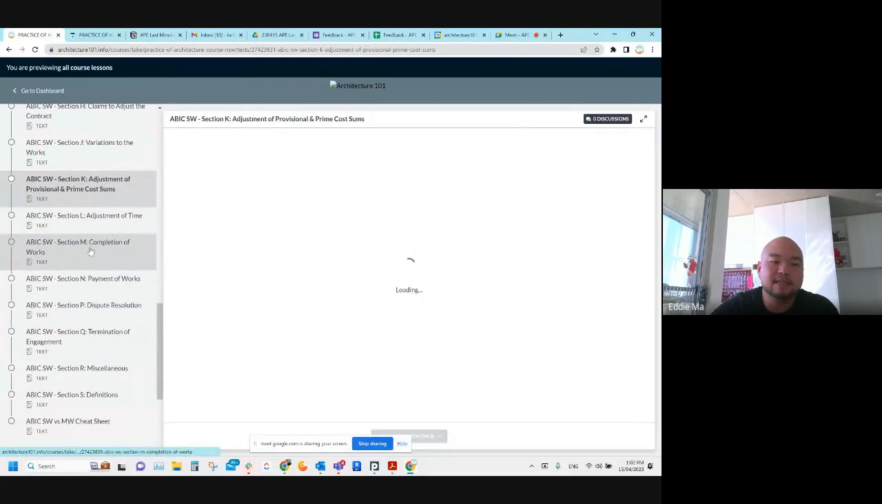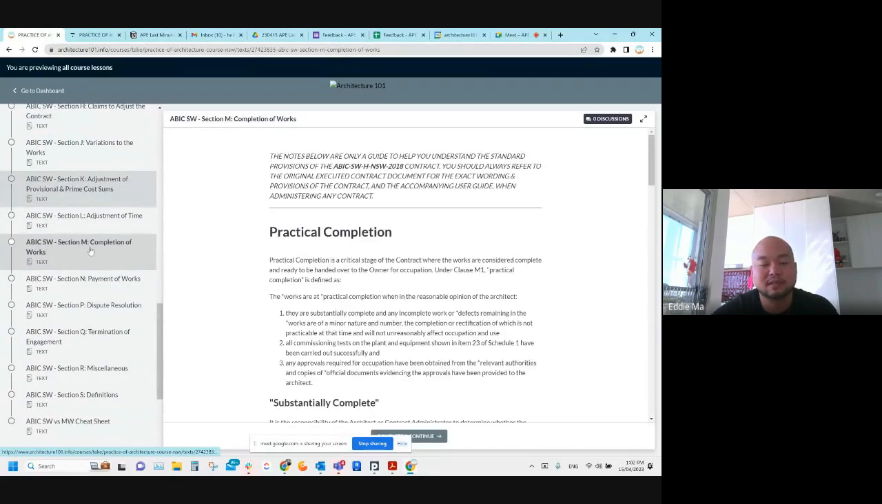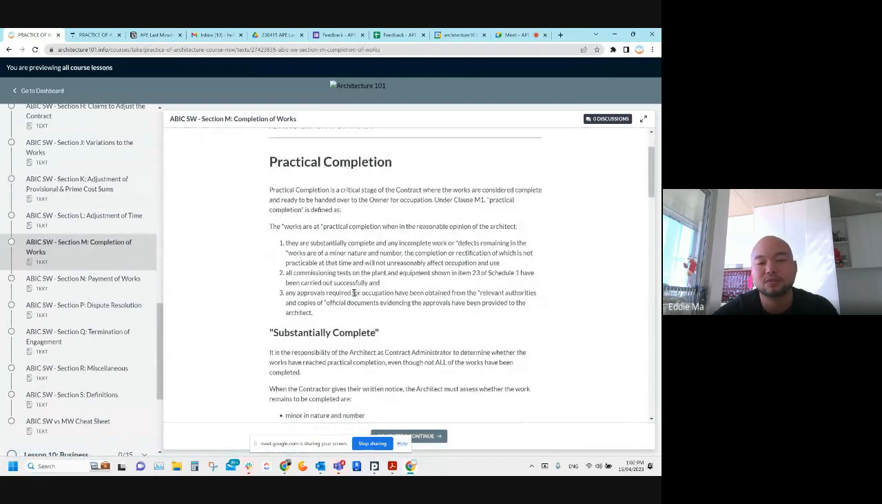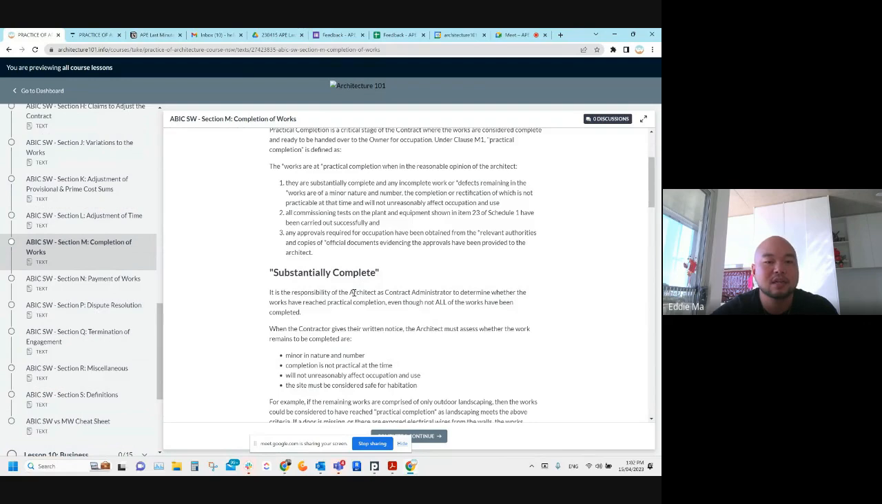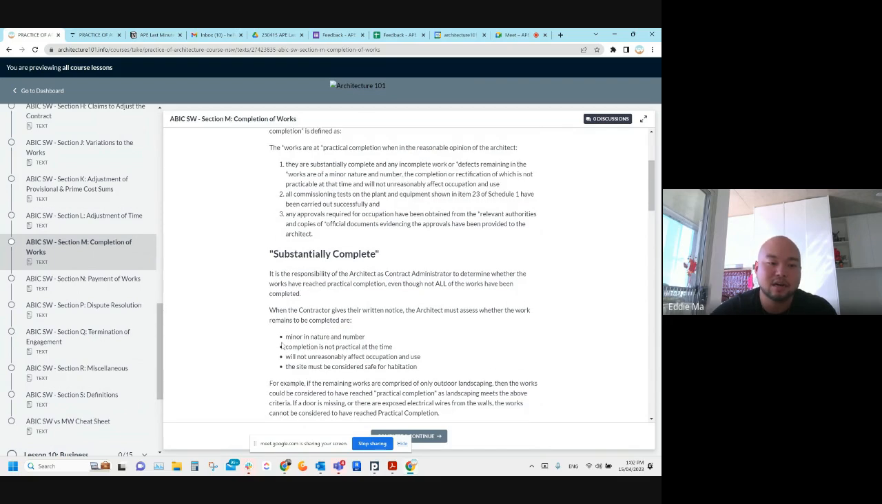And then finally, practical completion, completion of works. What do you need to do? When do you need to issue things? When do you need to attend site? How do you, like, when do you need to issue your list of defects? What happens when it's still defective? Again, it's all in the contract, but you need to understand your role and what the process of things are.